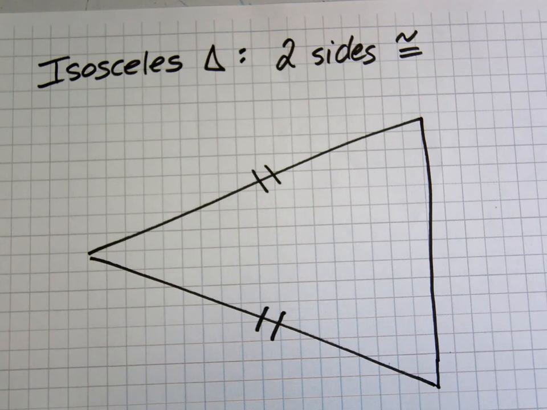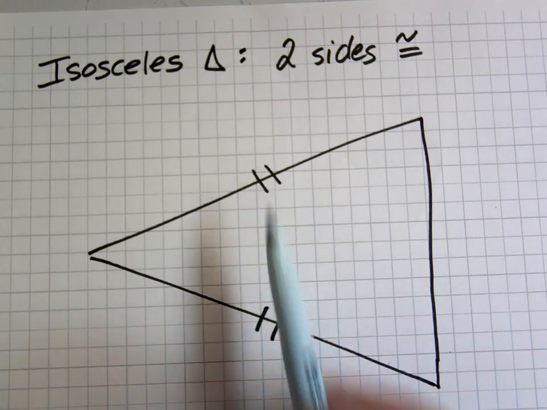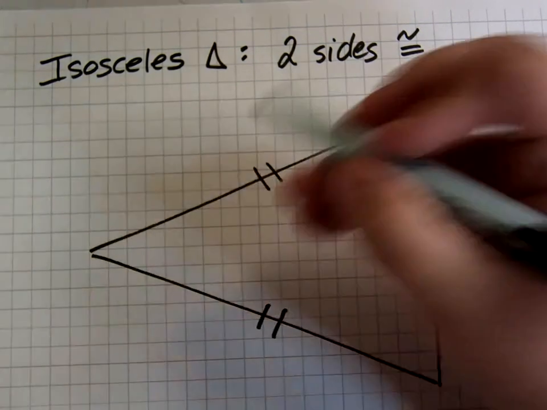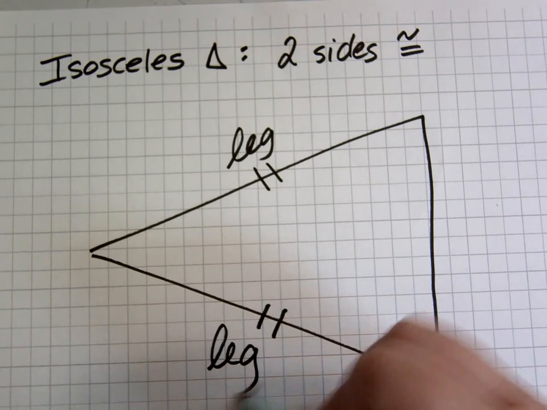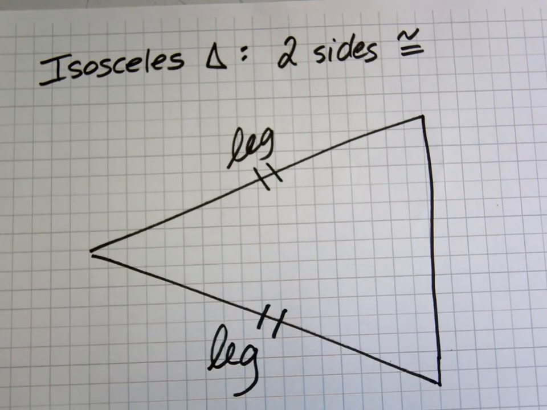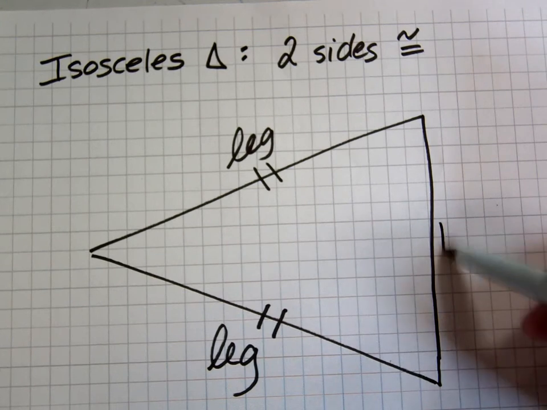Did you know that those have parts? There are actual names for the parts of an isosceles triangle. So let's look at those. I have a pair of sides that are the same. Those are my legs. This is a leg, and this is a leg. Each of the congruent sides is considered a leg. The side that is not congruent, that's the base. So here's the base over here.